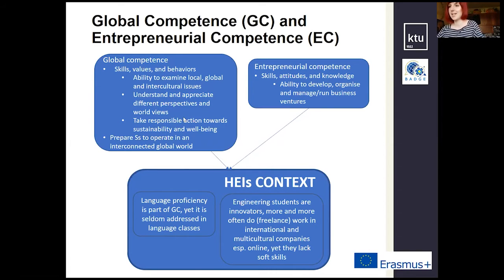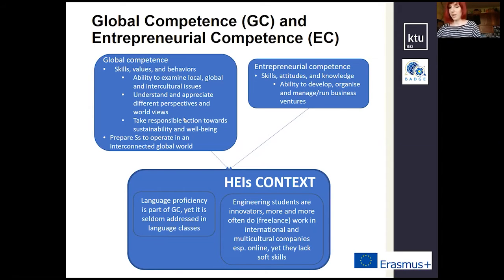cultures. So that is very closely related to speaking a foreign language, or at least having some kind of linguistic knowledge about languages, differences between them, and so on and so forth. So language proficiency is really, at least this is what I stand for, definitely part of global competence. However, in foreign language classrooms, it's not that commonly addressed. At least that's what the findings of a survey that we conducted also reveal.